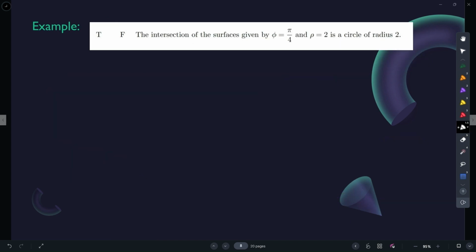Let's see a different problem. Here they're asking us to evaluate the following statement. The intersection of the surfaces given by phi equals pi over 4 and rho equals 2 is a circle of radius 2. Here they're using spherical coordinates to describe two surfaces.